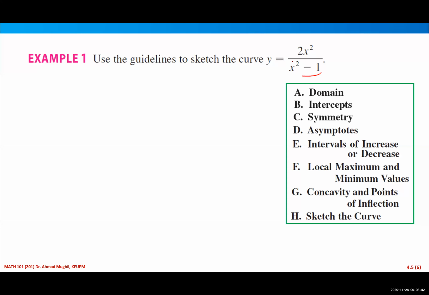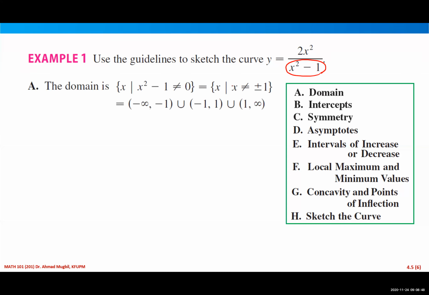Just look at the denominator. It is all the real numbers except 1 and negative 1. So we just need to remove 1 and negative 1. The x-intercept and the y-intercept. For the y-intercept, x equals 0. What will you have? 0. So the y-intercept is 0.